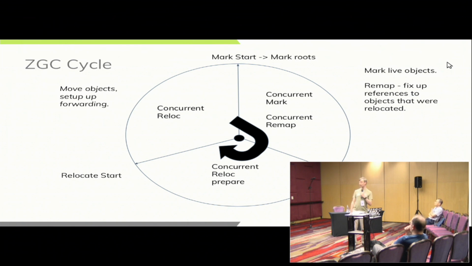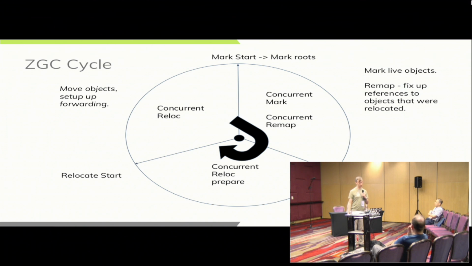So this is the circle of life for ZGC. There are pauses in ZGC, and we have to do that at certain places. So when we start at the top of the circle, we do a mark start. So we start marking. There we mark all of the roots. Ostensibly, these are all in the thread stacks, from the thread stacks into the heap. So we have to pause the program to do that.